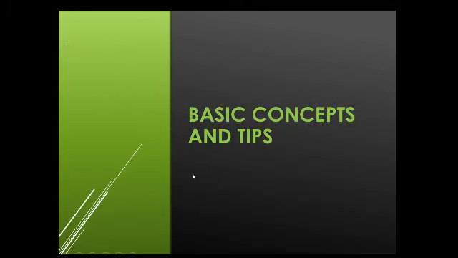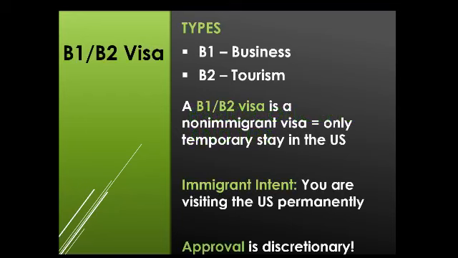Basic concepts and tips. Generally speaking, a tourist visa application is now commonly known as the B1 B2 visa. B1 refers to business applications, and B2 applies generally to tourism applications where you come to the United States to have a vacation, see relatives and friends. A B1 B2 visa is a non-immigrant visa. It means that your intention of coming to the United States is only temporary and that you have a lot of reasons to go back to your home country because you are a resident there or a citizen there.